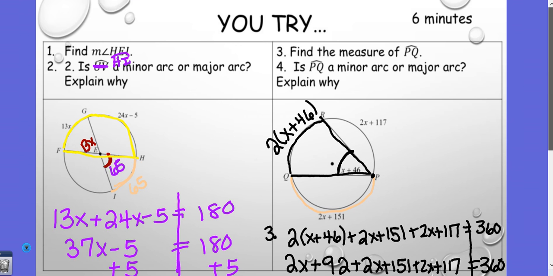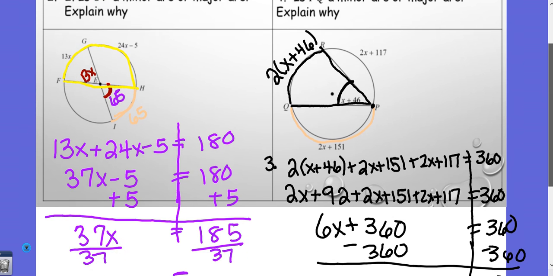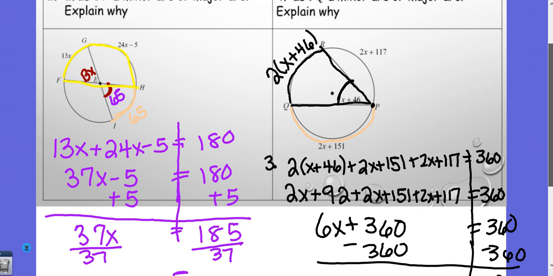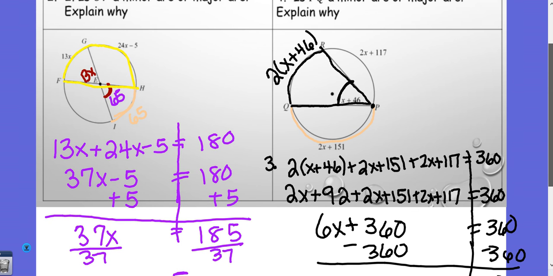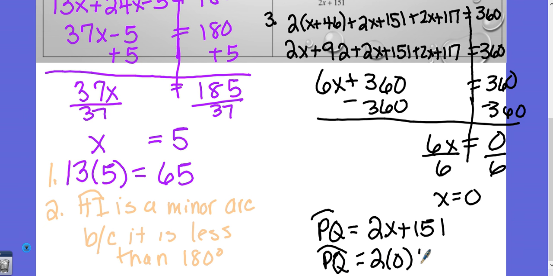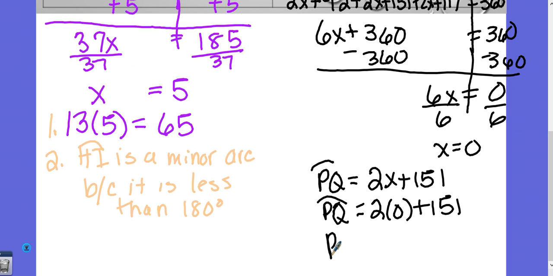So it asks me to find the measure of arc PQ. So now we're going to say arc PQ equals, we know 2x is represented by 2x plus 151. So we're going to say arc PQ, and we're going to substitute in for x. So 0 plus 151, and you can use your calculator, and you'll get that arc PQ is equal to 151. And we're finished with that one.